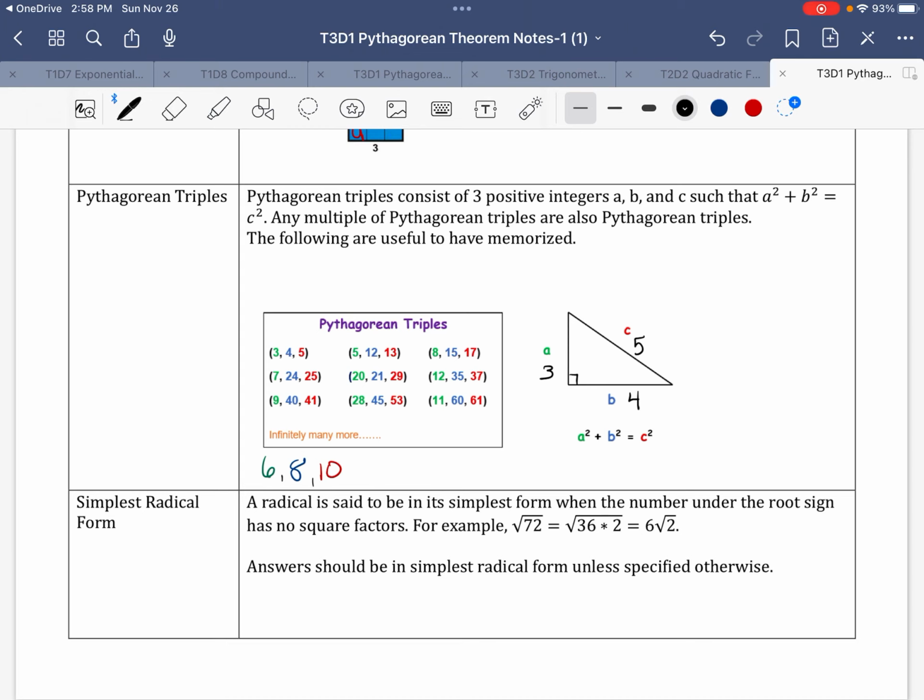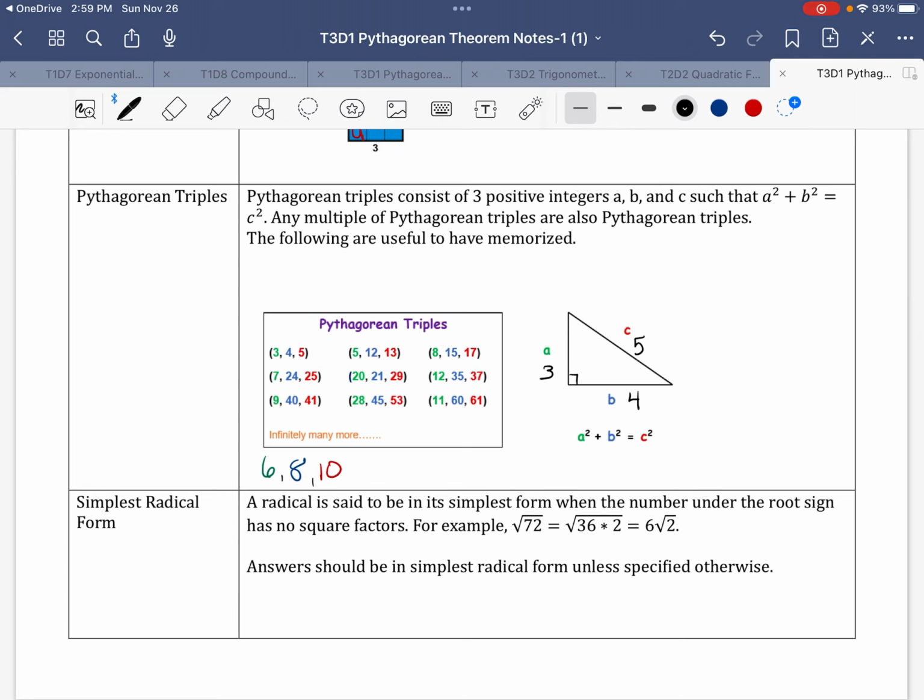Now, simplest radical form is a form that is used when we have square roots or other types of roots, and is similar to the process of reducing your fraction. It is a form that is preferable in writing your final answers. And in order to do simplest radical form, you should think about what factors of the number are perfect squares.